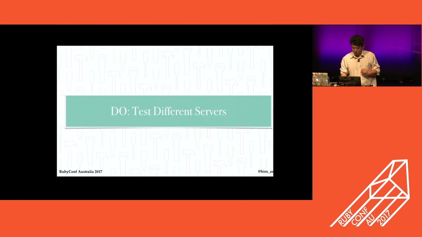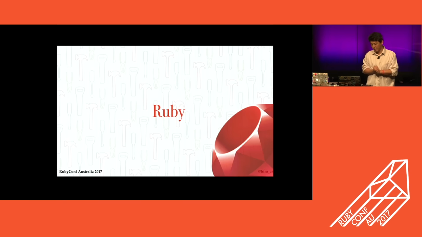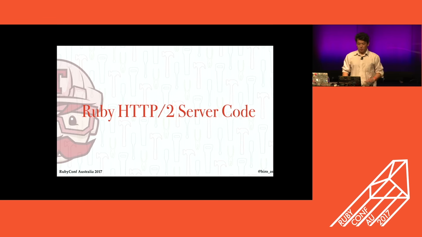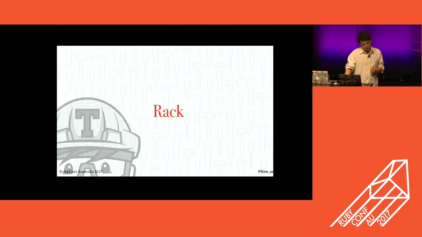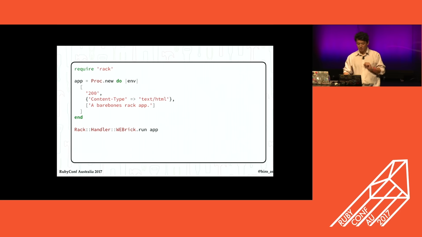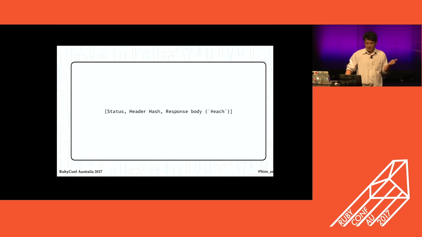All right, now where does it leave us Ruby developers? What does Ruby H2 server code look like? When it comes to HTTP, it's either Rails or Sinatra with some nod to Dry RB and Hanami, but they are mostly written on top of Rack. Rack has a very simple promise about what data structure you are passing around. It's a triple of status code, header hash, and response body.